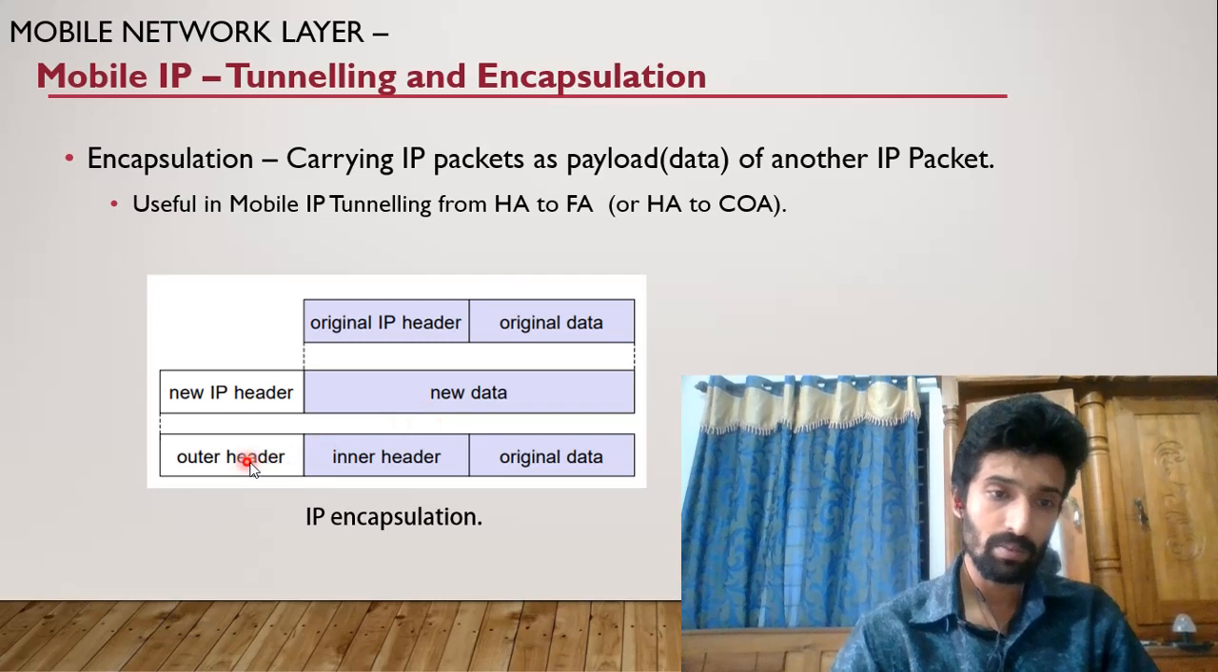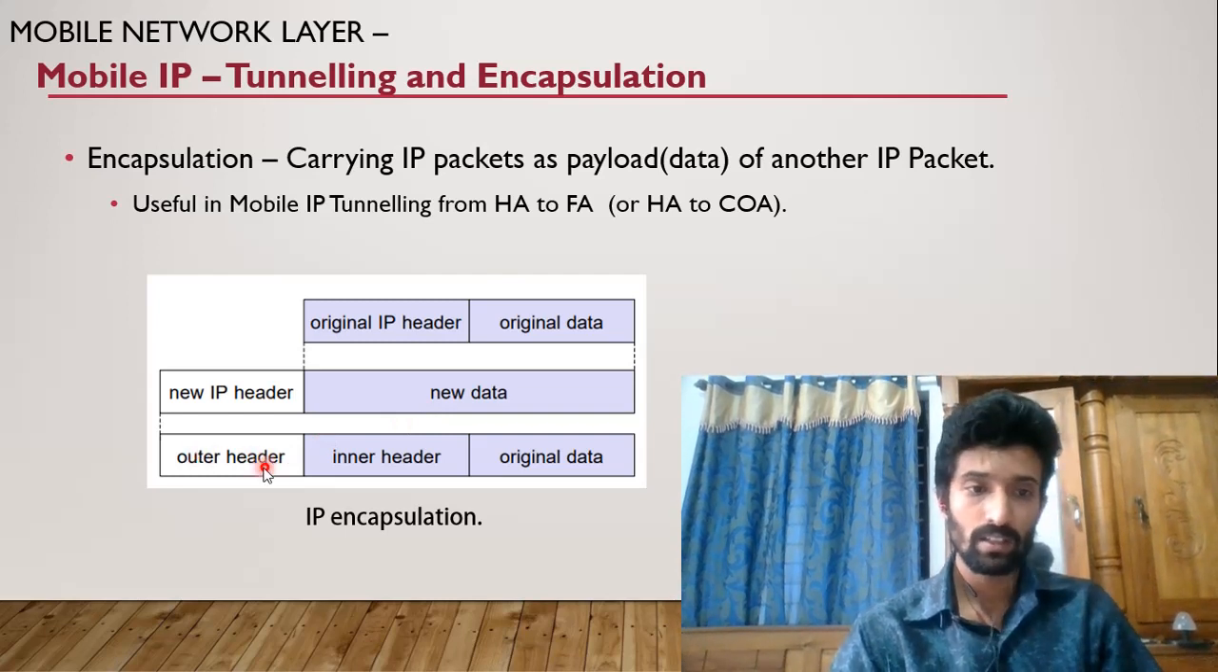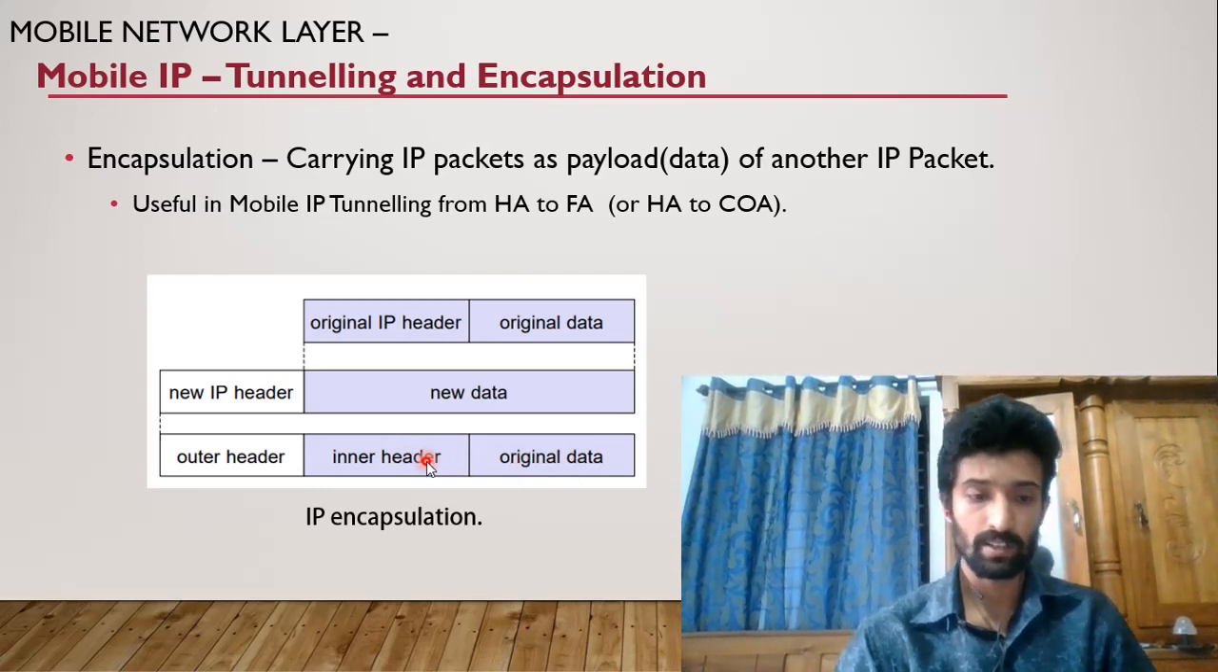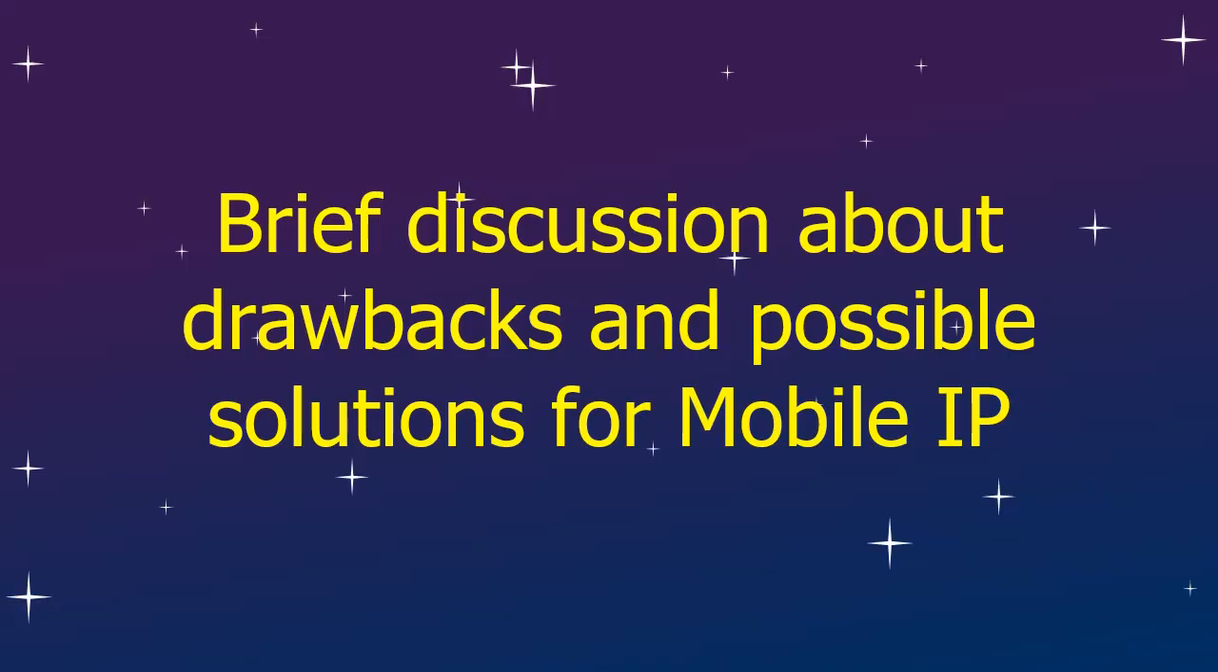So it will remove the IP header at the foreign agent. The outer header will be removed. The moment the outer header is removed, the inner header will be visible as the original IP address, and the data also will be visible. So this particular packet will be delivered to the mobile node and it can read the data. So this is how the IP encapsulation works. It is very useful in the IP tunneling phase.